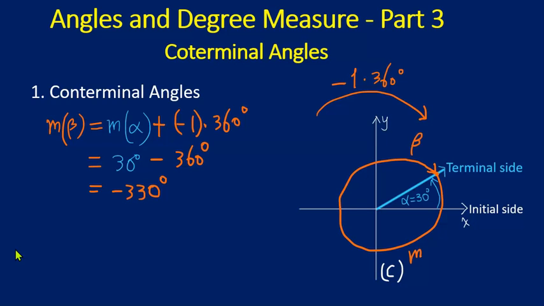So the measure of beta is equal to, well, the 30 degrees is in the positive direction. So we need to use a positive 30 degrees. But since we rotated in the clockwise direction, which is negative, we need to minus 360 degrees. And look at the result. Negative 330 degrees, the same as the result from using the definition.